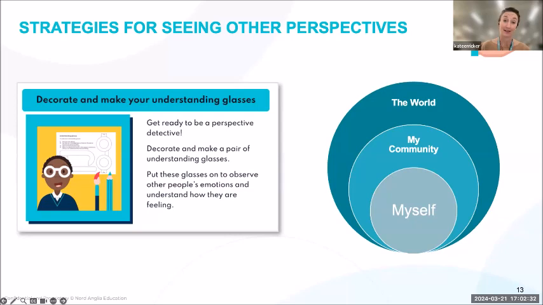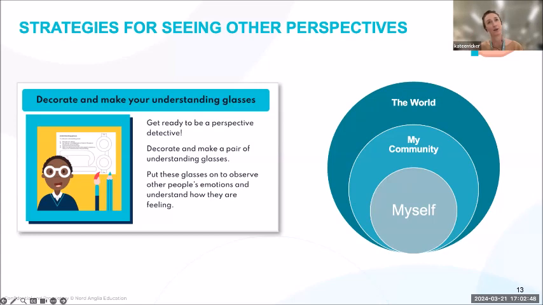So students can make their understanding glasses and put them on to observe other people's emotions and understand how they might be feeling. Now, once you get to the older students, they might not want to be perspective detectives anymore. They might not want to put on or make their understanding glasses.